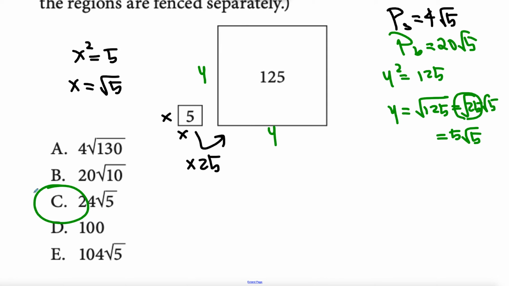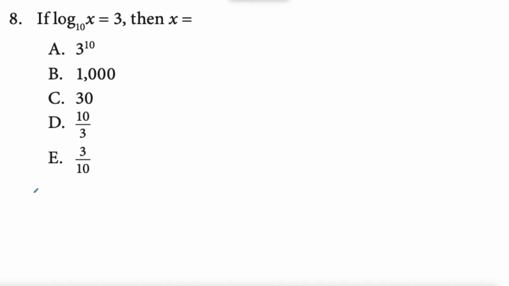Alright, let's look at the next one. Now, what's the value of x? You see, logarithm is another way of looking at an exponential equation. So usually when we say a to the b power is equal to c, that can be translated into logarithm. You see, the meaning of the word logarithm is exponent.